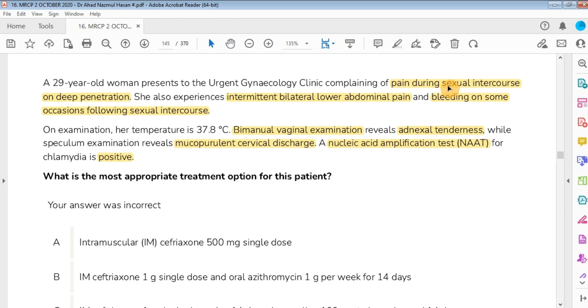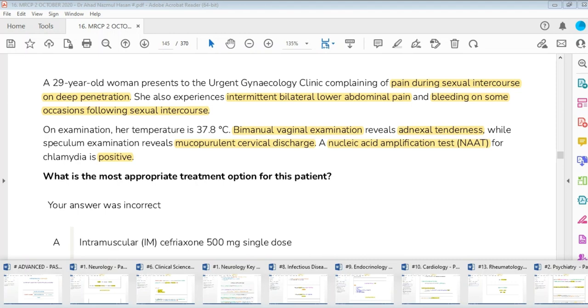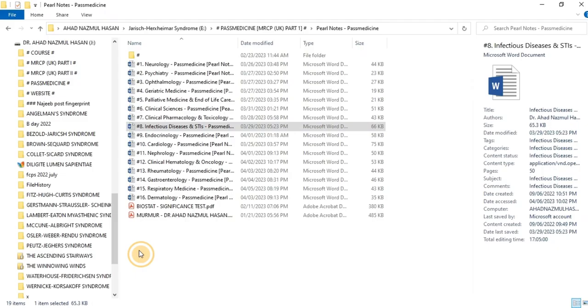So pain positive, chlamydia. Pain during sexual intercourse on deep penetration, as well as lower abdominal pain, and as well as the bleeding, adnexal tenderness, mucopurulent cervical discharge. So this is a case of pelvic inflammatory disease. Yes, very good. This is a case of pelvic inflammatory disease. So what should be the choice of treatment in PID?